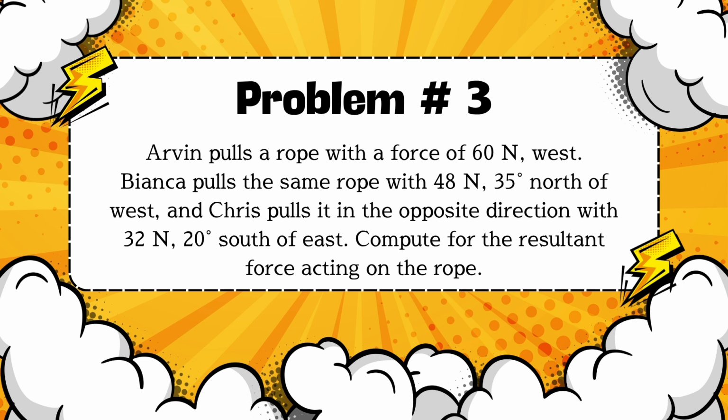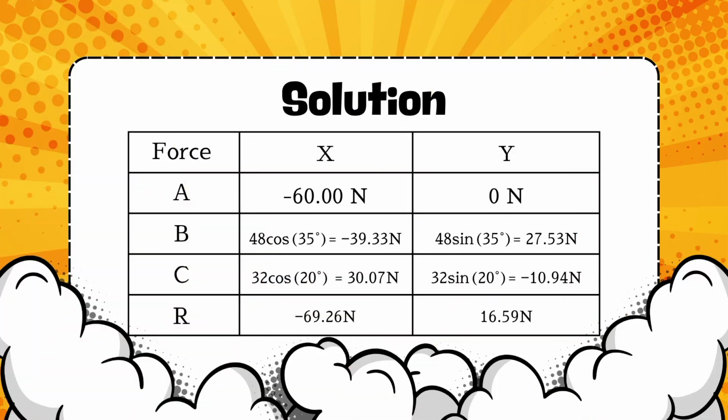So now, we proceed to a vector diagram that shows the forces applied on the rope by Arvin, Bianca, and Chris. First, we set the coordinate system. The x-axis points east to the right and west to the left, while the y-axis points north upward and south downward. Now, let's plot each force in the graph. Now, we break them into x and y components using cosine and sine. For force A, it only has an x component, which is negative 60 newtons, because it acts directly to the west, and that means our y component is 0.